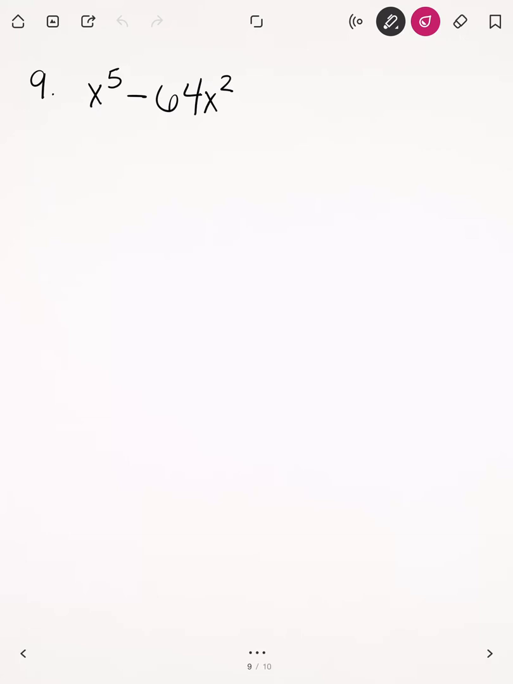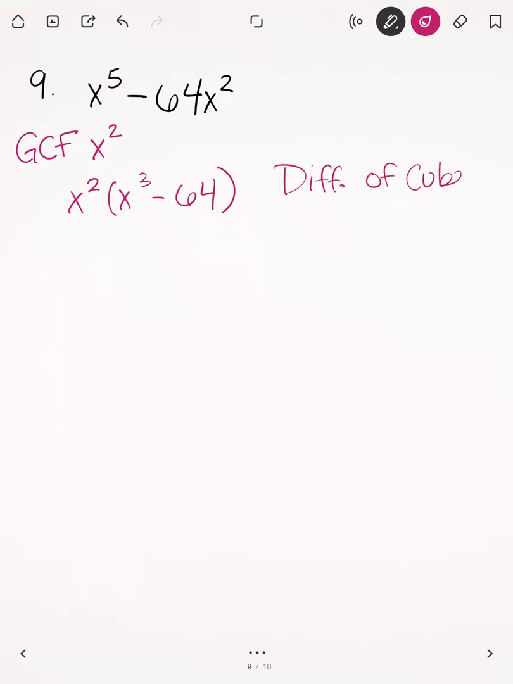Okay, number 9. If I look, I do have a GCF of an x squared. So when I factor that out, I have x squared, and then I'd have x cubed minus 64. This is another difference of cubes. So I'm going to just write diff of cubes. So a minus b times a squared plus a times b plus b squared.